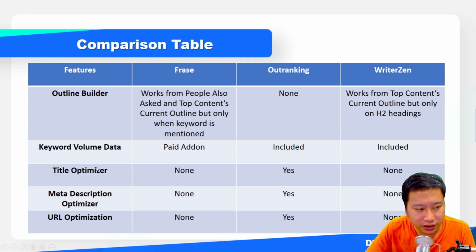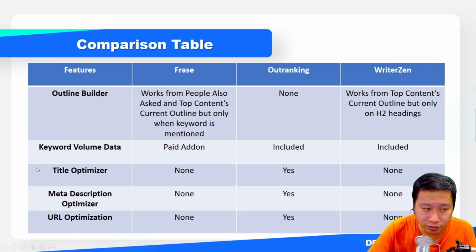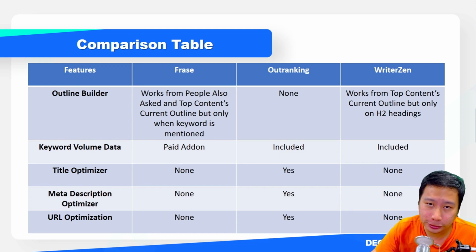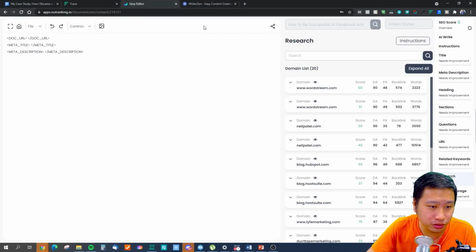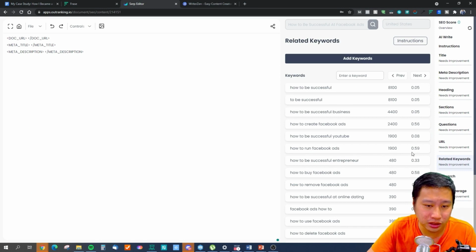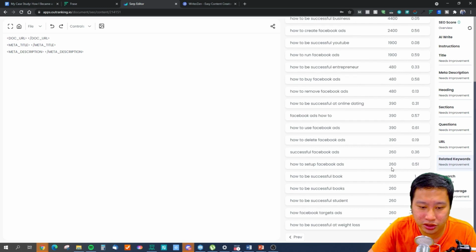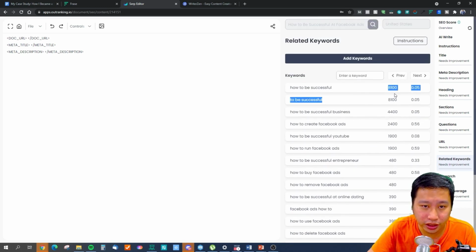Then the next one is keyword volume data. For Frase, it is a paid add-on, so you have to pay a monthly subscription on top of the base plan. With Outranking, the keyword volume data is included. So let me show you over here. If I click on related keywords, they tell you the keyword search volume in here.